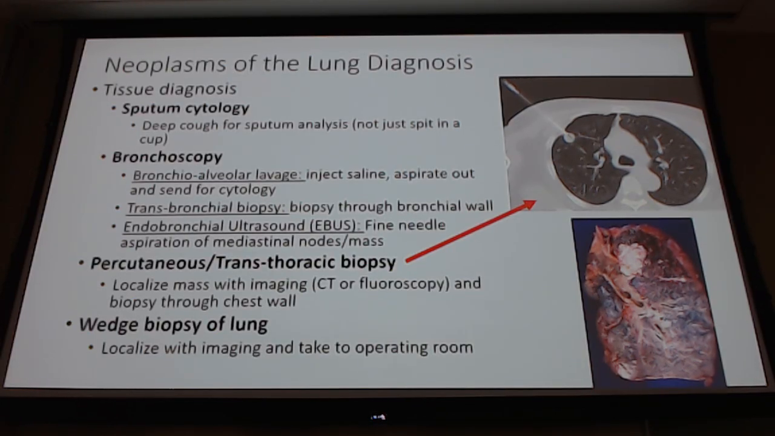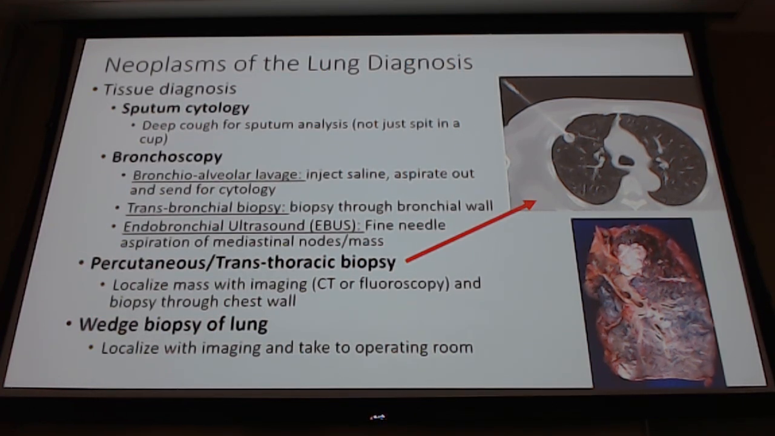We can also do a transbronchial biopsy. When we're down there doing bronchoscopy, if it's close enough to the bronchial wall, we can do biopsies through the airway. And then we have that transbronchial ultrasound. Instead of an EUS, which we do for the pancreas or any esophageal type ultrasounds, it's going to be an EBUS. We can do fine needle aspirations as well for mediastinal nodes and masses that we see within that ultrasound.